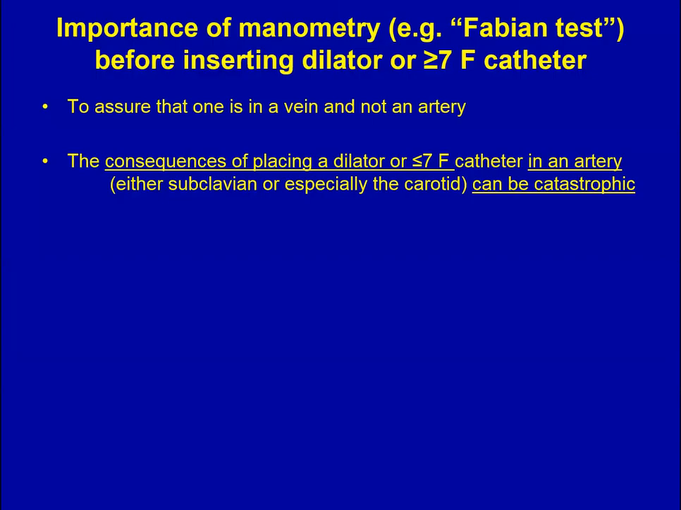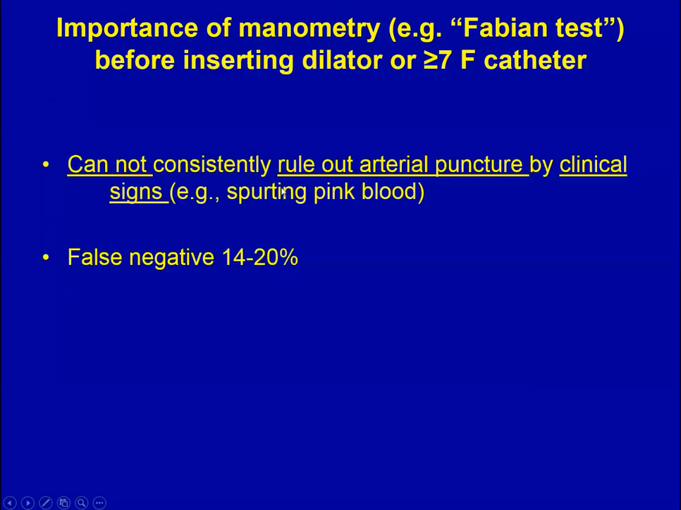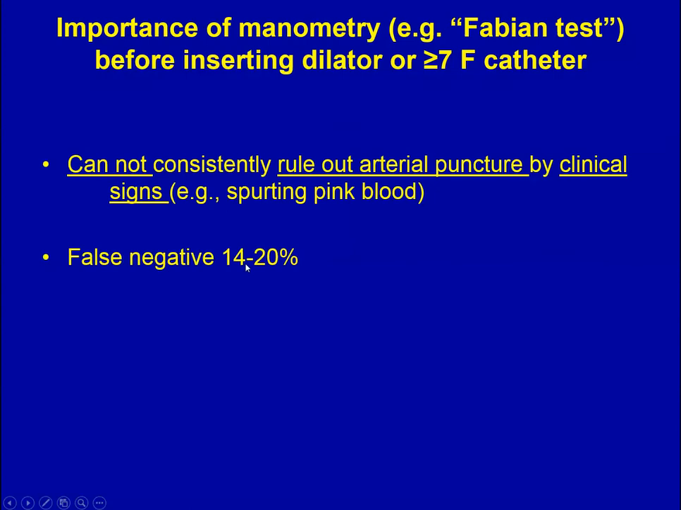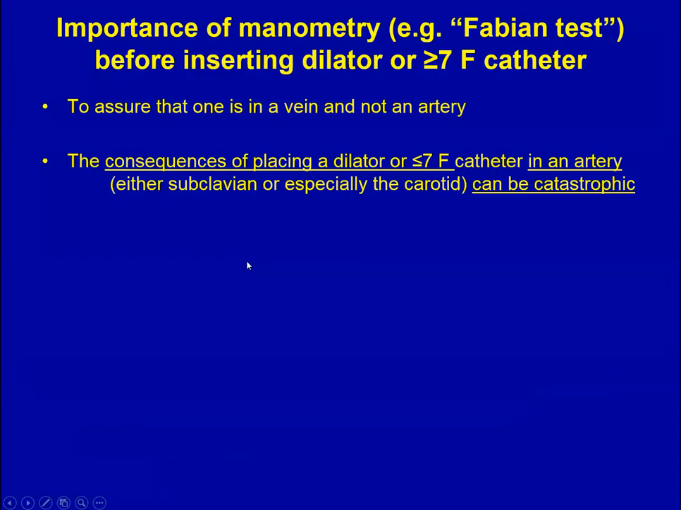It is critical before inserting either a dilator or a 7 French or greater catheter to assure that one is in a vein and not in an artery, because the consequences of putting a dilator or a 7 French catheter in an artery can be catastrophic. This cannot be consistently ruled out by clinical signs such as spurting pink blood, which has a false negative rate of somewhere between 15 and 20%. Therefore, one must use a manometry test.